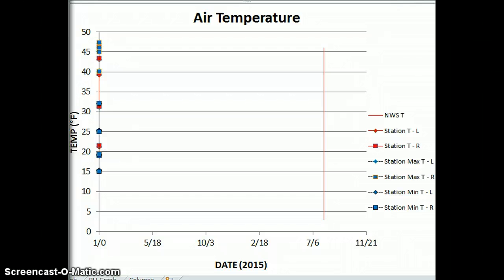The minimum temperature on the left was 19 degrees Fahrenheit and negative 7.2 degrees Celsius. The right minimum temperature was 19 degrees Fahrenheit and negative 7.2 degrees Celsius. The Beaufort number for this day was at 0. It was mostly cloudy that day, we had some cumulus clouds out with no precipitation.